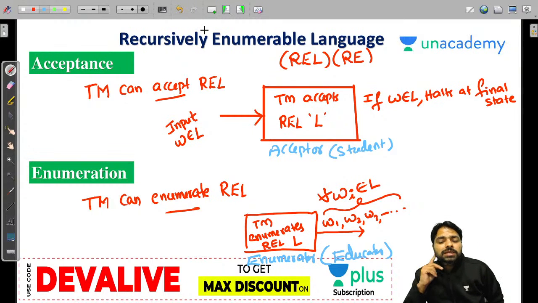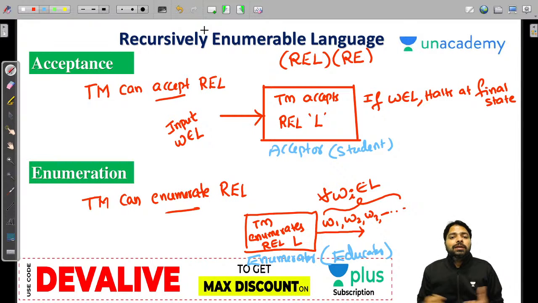Here one thing is missing. I am not talking about invalid strings. Why? Because invalid strings may halt, may not halt. That depends on what kind of language you are looking at. If you are looking at a regular language, obviously every regular language is recursively enumerable. Then for invalid strings also you can frame a logic yourself. It is your choice, that's all.